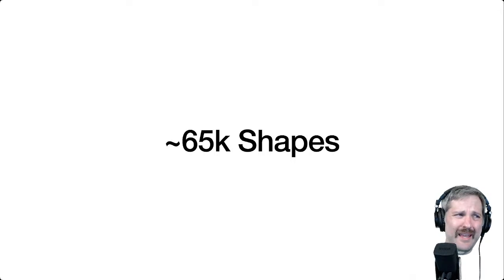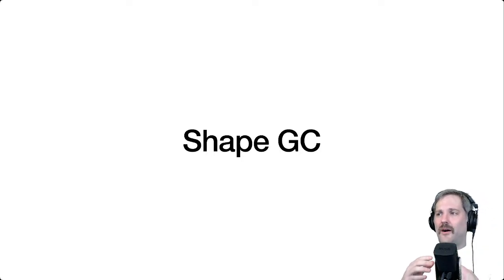Unfortunately, that means we have to implement something called shape GC. We're not always using a shape, so if a shape isn't used anymore, we may as well garbage collect it and then reuse that particular shape ID. That's where we are in the project today. That's what we're working on today. We have most of the shape implementation done, and we're just trying to get GC working.